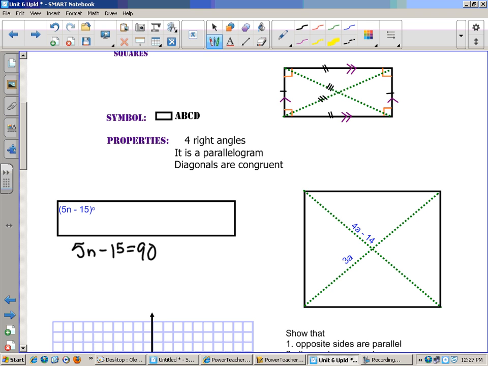Okay? Add 15 to both sides. That gives me 5n is 105. Divide by 5, so n is 21. Okay? How about this one? Is there a characteristic of rectangles that would help me solve for a here?